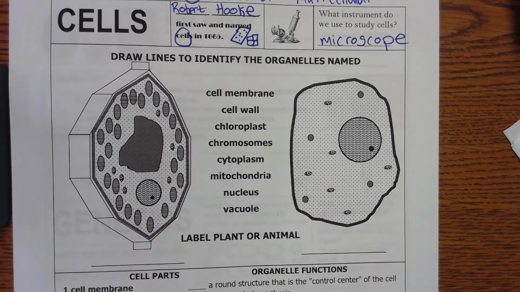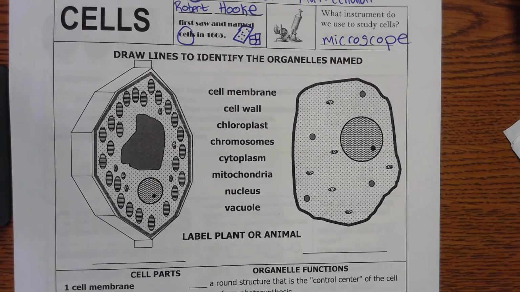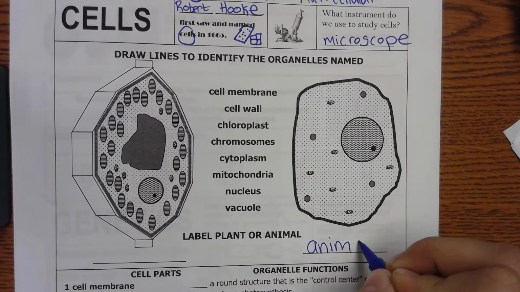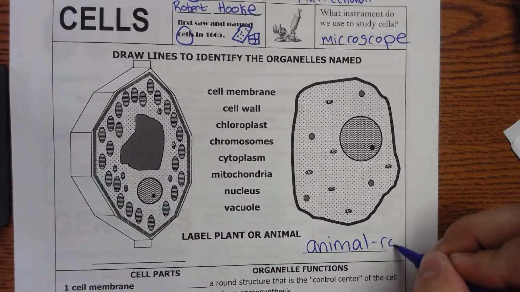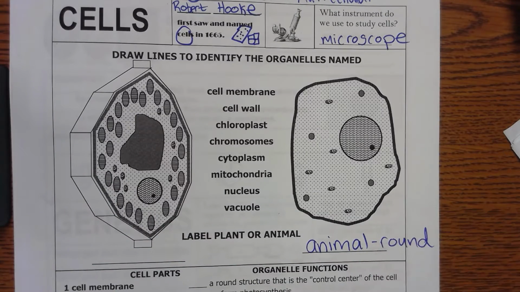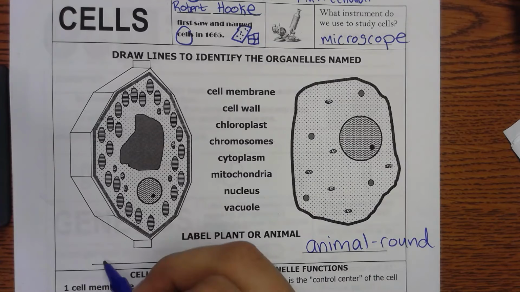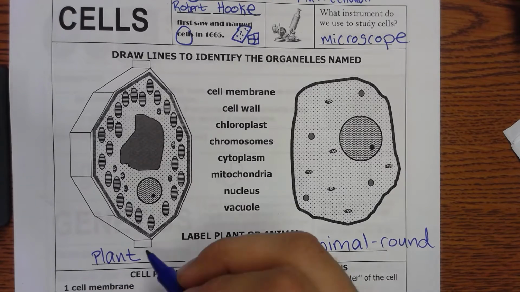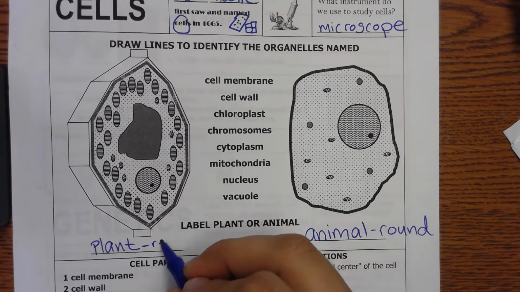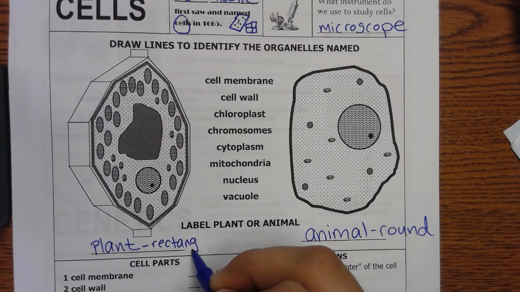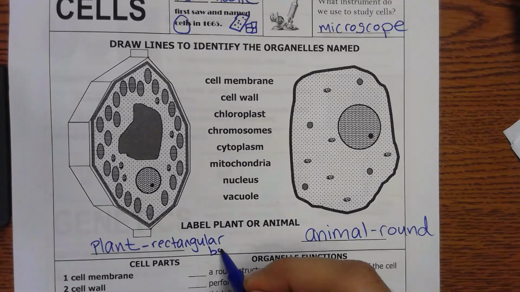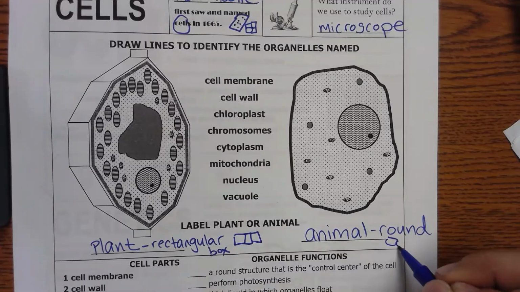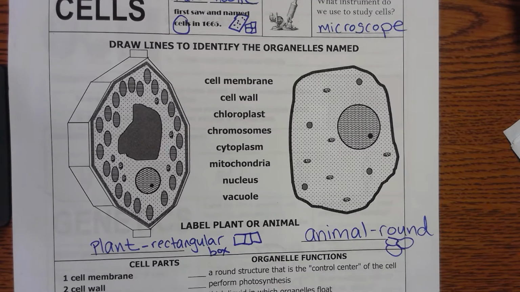There are 2 types of cells that you need to be familiar with. The first one is animal cells. You need to know animal cells have a round shape, like this one. Plants are made out of plant cells. And the way you know if it's a plant cell is if it has a rectangular or box-shaped shape. So plant cells are rectangular. Animal cells are going to be round.